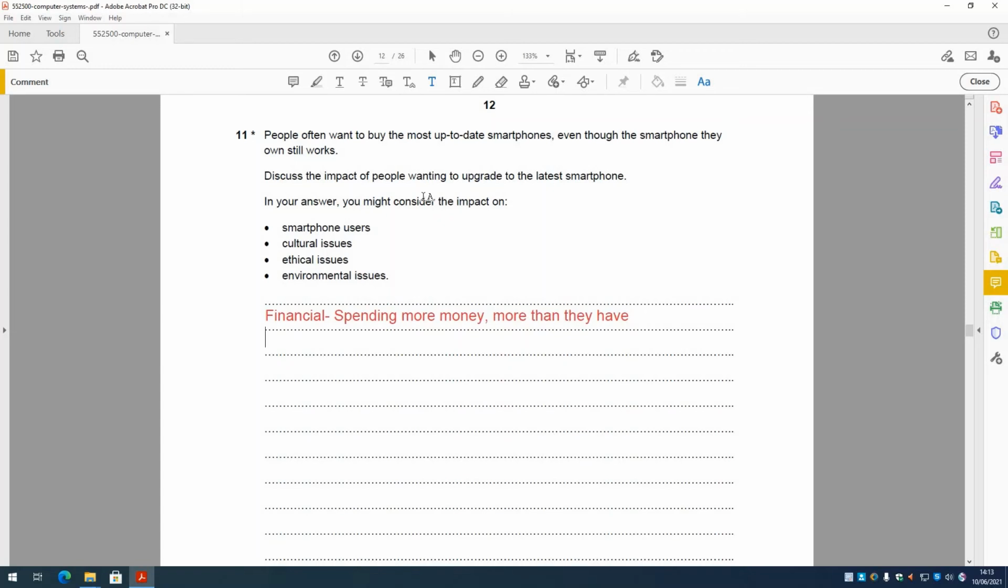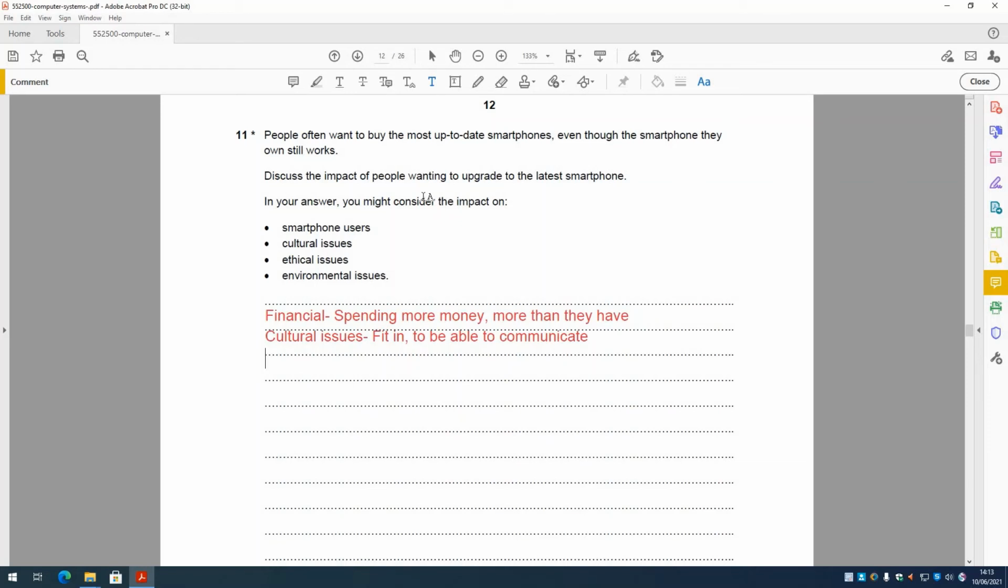Another issue for smartphone users could be cultural issues. We could talk about the fact that people need it to fit in with their peers. We could also talk about being able to communicate. For example, if you've got the wrong type of phone, you wouldn't necessarily be able to communicate with your friends. If you've got an old Nokia, you wouldn't be able to use Snapchat or iMessenger to talk to your friends.